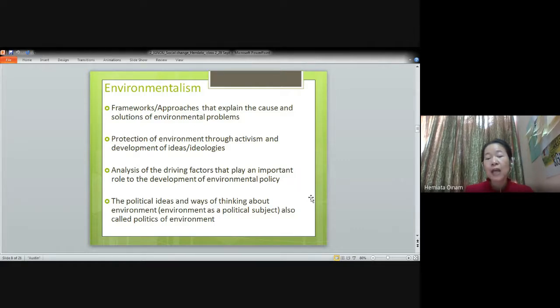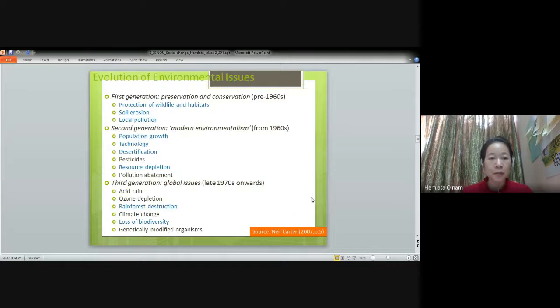And the political ideas and ways of thinking about environment itself. It is not just about protection of environment. It's not about understanding the problem or finding out the cause, but those political ideas or conceptual thinkings and thought process which is connected with environment itself can be brought under the concept of environmentalism, or in a broader sense, we also call it the politics of the environment.